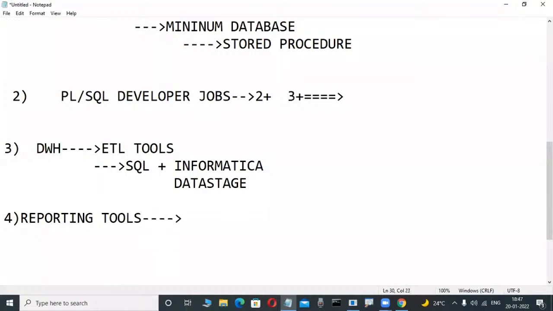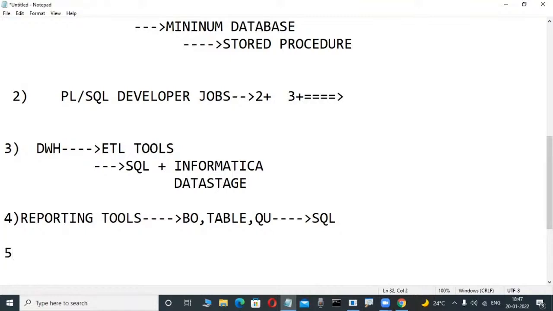In Oracle-related, there is BOS, OBI. Nowadays these types of tools are there: Tableau, QlikView. So with these tools, they are getting jobs easily. Then minimum basic SQL knowledge is required. Those persons are also learning these courses.